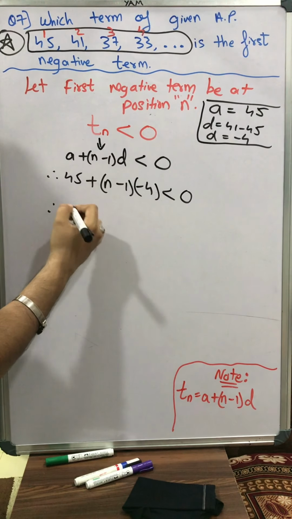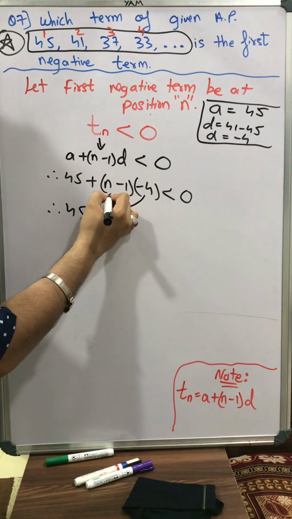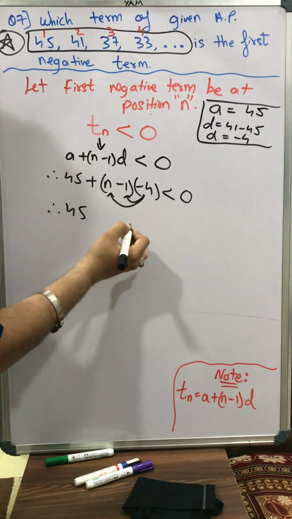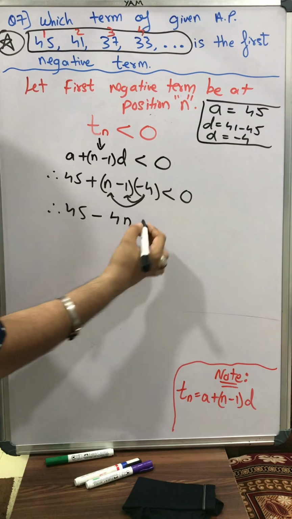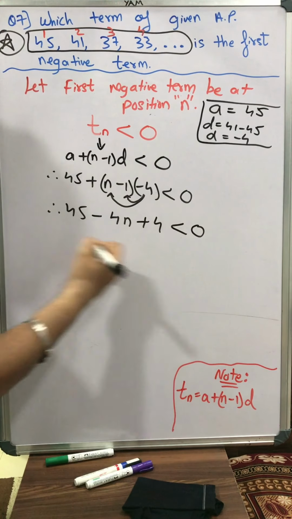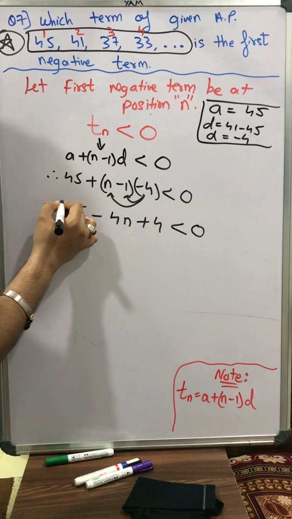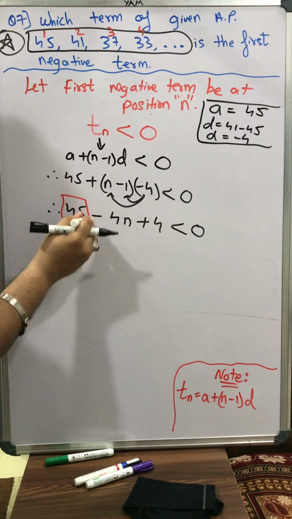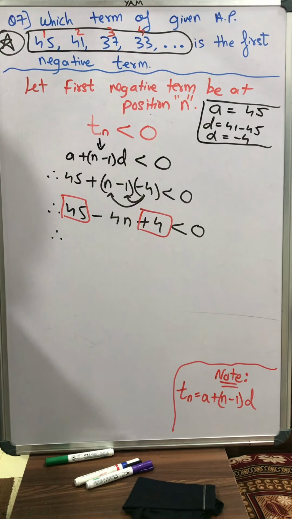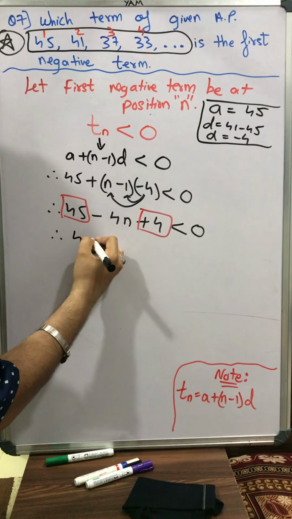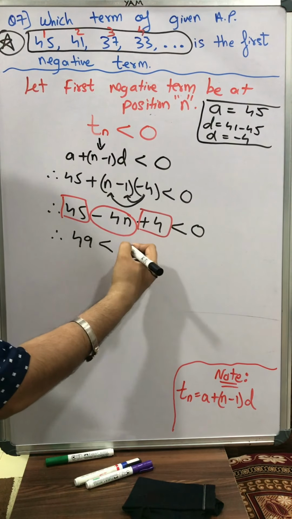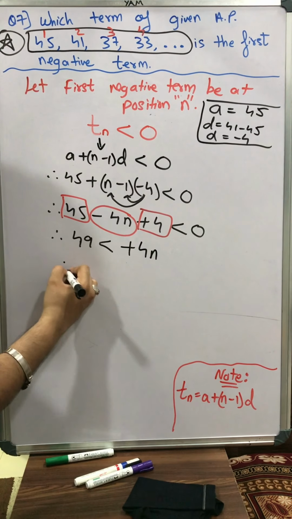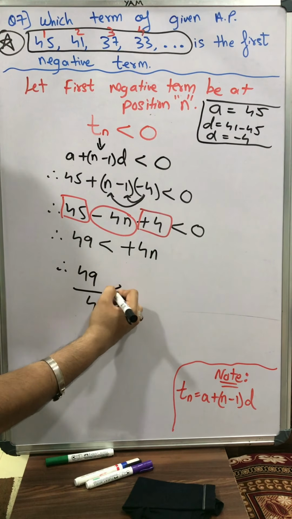Okay. Therefore, 45 as it is, and this -4 will be multiplied with n, and the same -4 will be multiplied with -1. -4 multiplied by n gives -4n. -4 multiplied by -1 gives +4, less than 0. So plus 45 plus 4 comes to be 49, less than... here we have -4n. If -4n goes to that side, it becomes +4n. So 49 upon 4 is less than n.